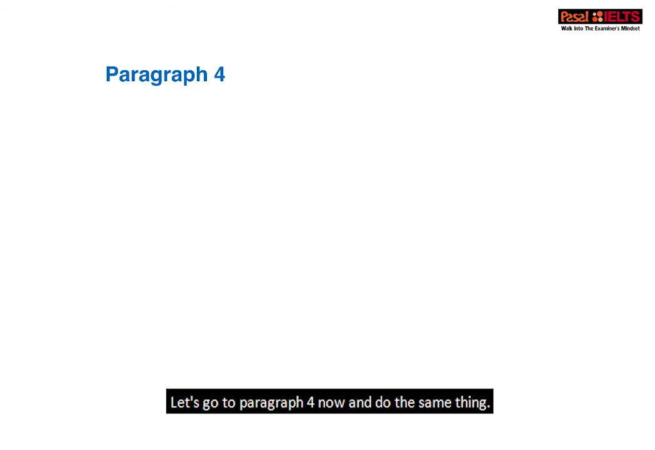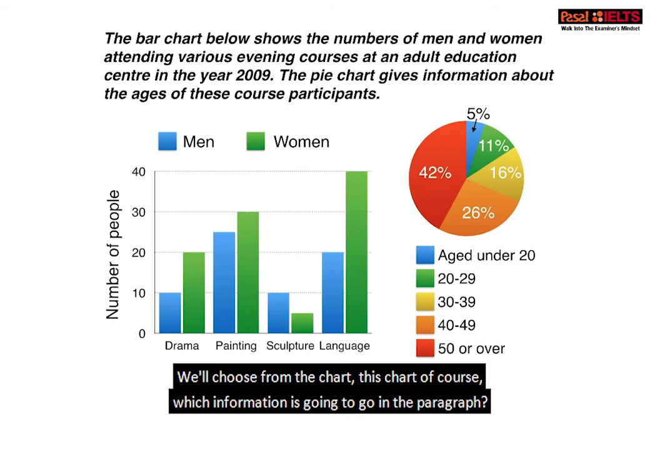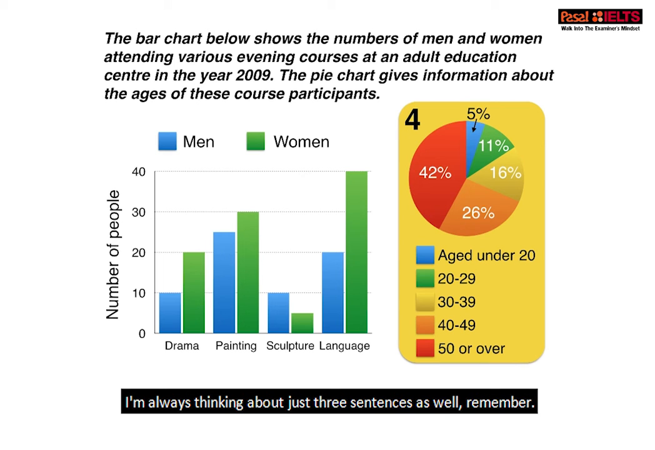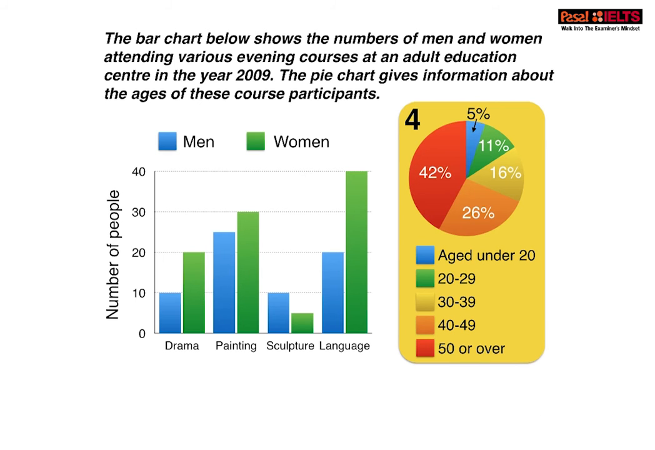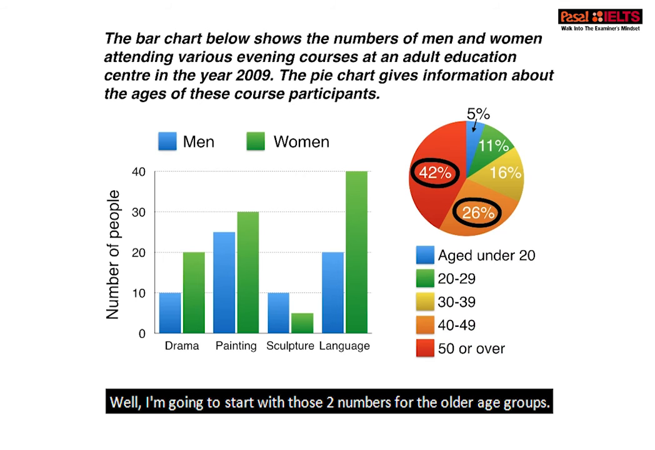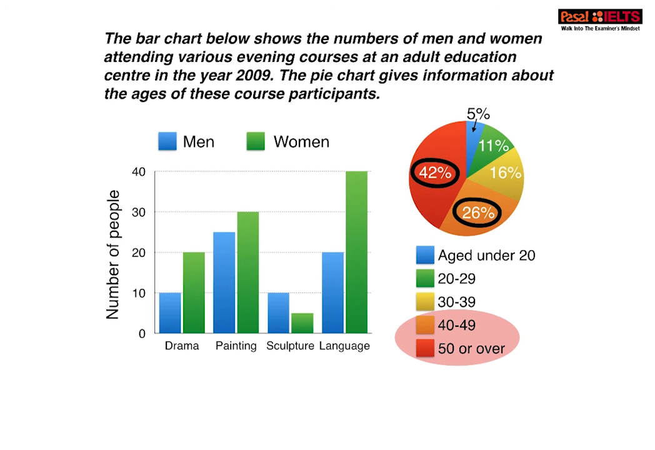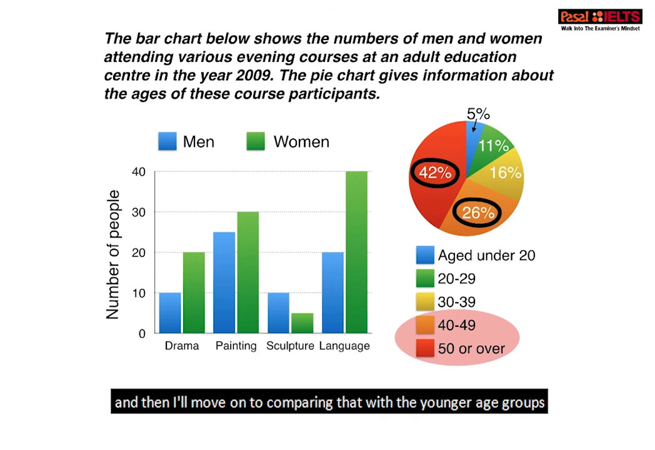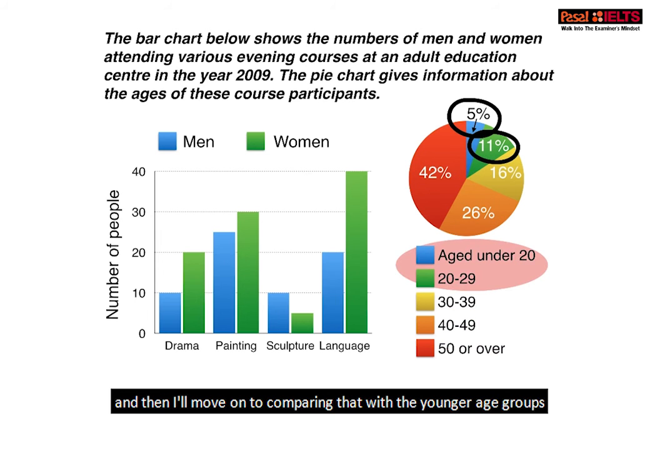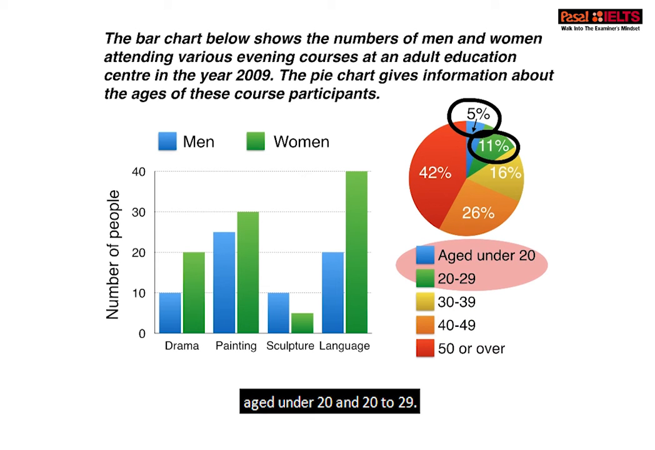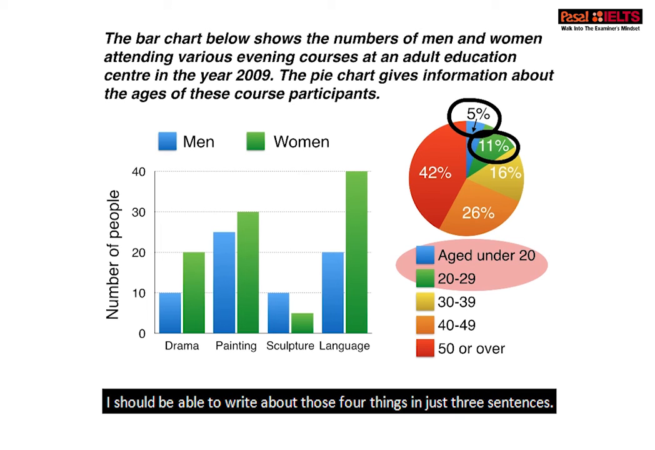Let's go to paragraph 4 now and do the same thing. We'll choose from the chart, this chart of course, which information is going to go in the paragraph. I'm always thinking about just 3 sentences as well, remember. Well, I'm going to start with those 2 numbers for the older age groups. I'm going to try and put those together and give those numbers. And then I'll move on to comparing that with the younger age groups, aged under 20 and 20 to 29. I should be able to write about those 4 things in just 3 sentences.